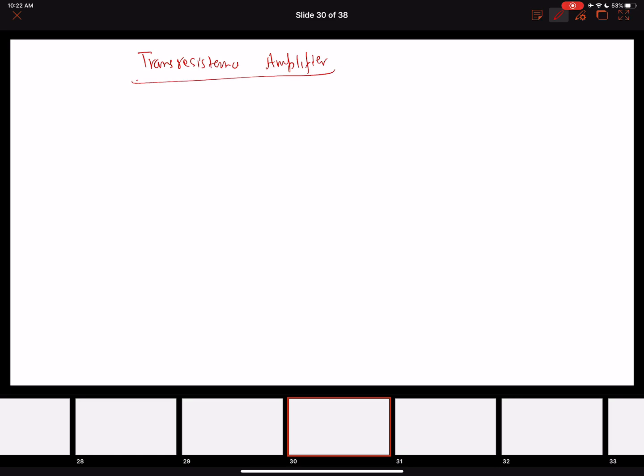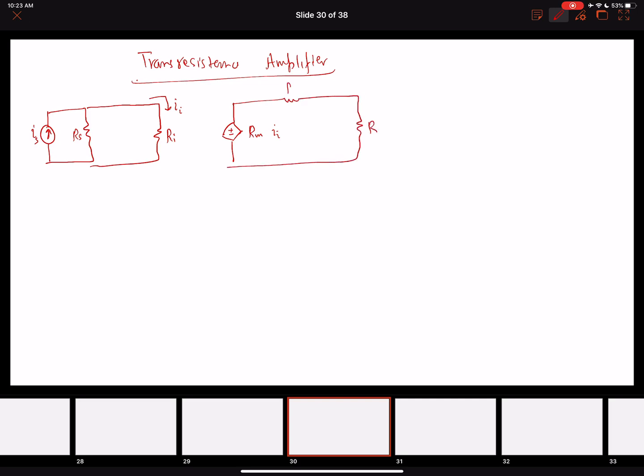Trans-resistance amplifier. In a trans-resistance amplifier, we have a current source. This is a source resistance that will appear in parallel to it. Then we have an input resistance of the amplifier. The current drawn from the source will be II. Then we have a current controlled voltage source, an output resistance R0, a load resistance RL, and a potential drop across V0.